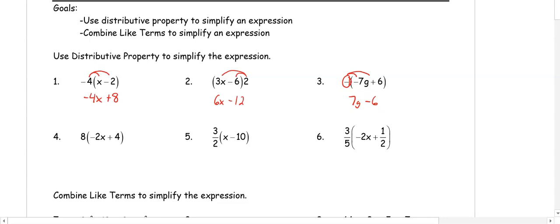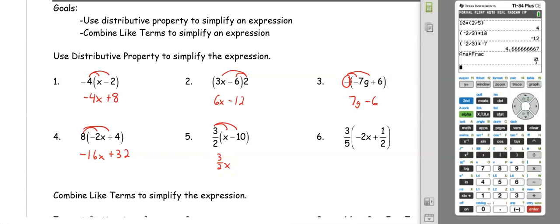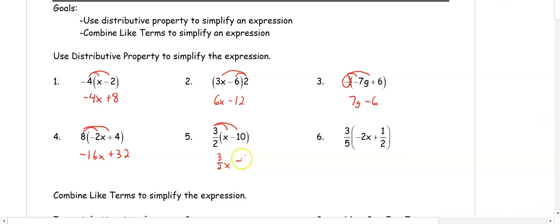In number four, we have 8 touching the parentheses. So we're going to distribute an 8, -16x plus 32. In number five, we need to distribute a fraction, 3/2. Now, because there's nothing in front of the x, it's a 1. So that fraction is just going to stay the same as 3/2x. The other one we're going to need our calculator for, so we have parenthesis 3 divided by 2, close parenthesis, times -10, which gets us -15.